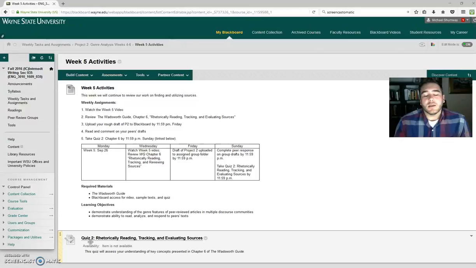Okay. And so ultimately what this means is that when you get to your reflection section, you should be able to say a few things about what you learned about your community, what you learned about genre, what you learned about the genre of the article within your community, whatever it is that you want to talk about. Okay, so I hope that helps.